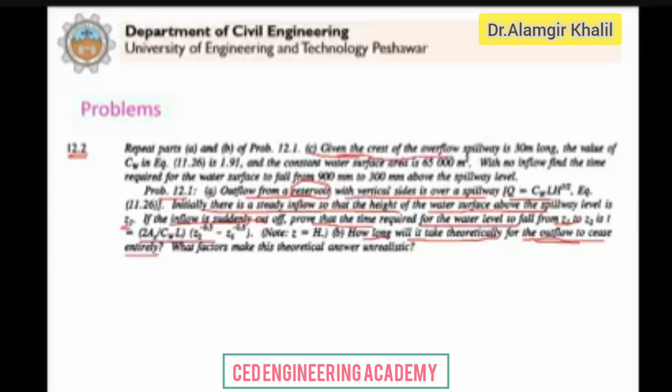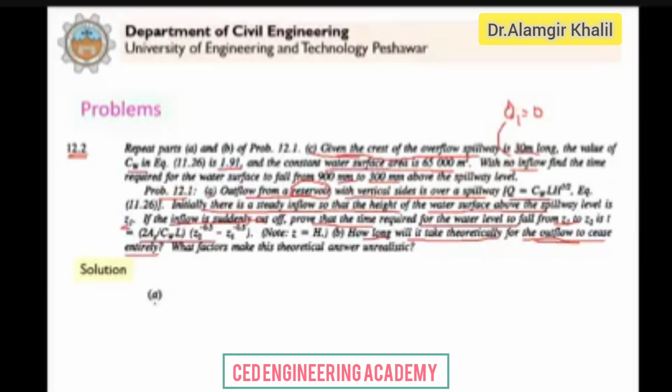Given the crest of the overflow spillway, the length is 30 meters, the value of C_W, the coefficient of weir, is 1.91, and the surface area of water is 65,000 square meters, with no inflow. No inflow means that Q_I is equal to 0. Find the time required for water level to fall from 900 millimeter to 300 millimeter. How much time will it take for water level to drop from 900 millimeter to 300 millimeter.